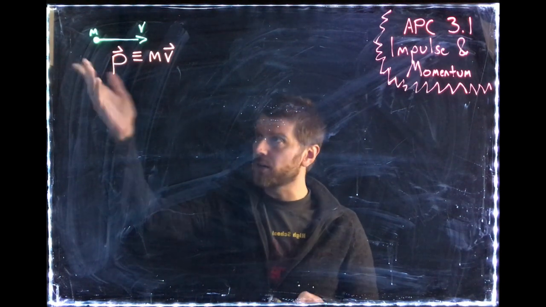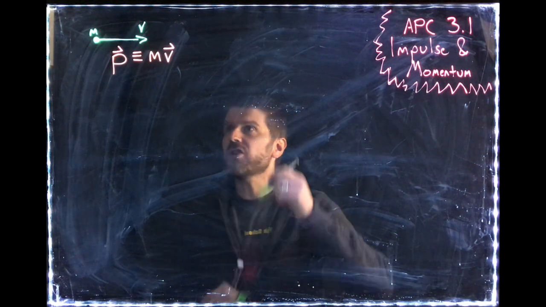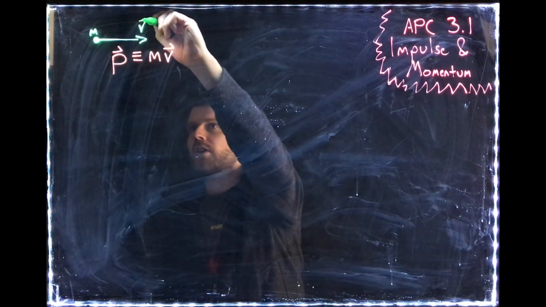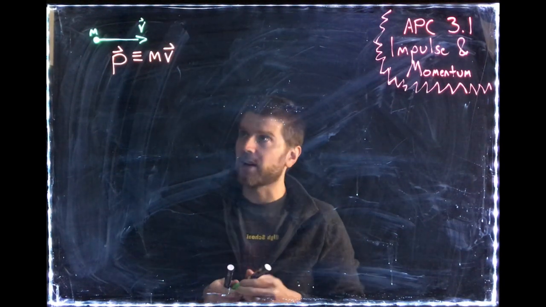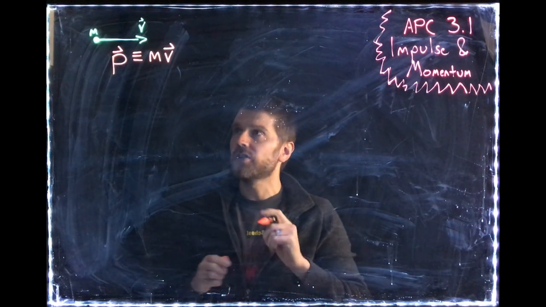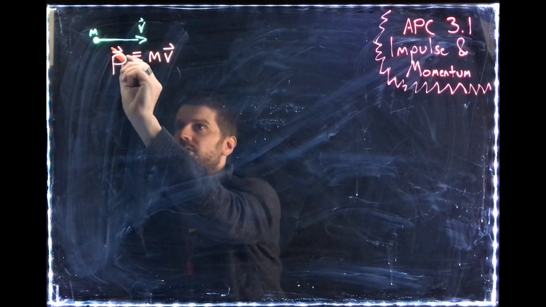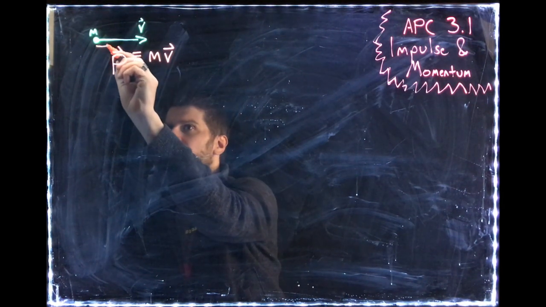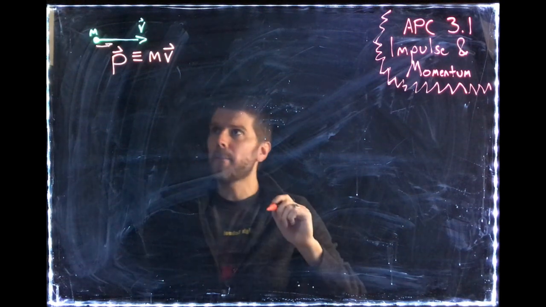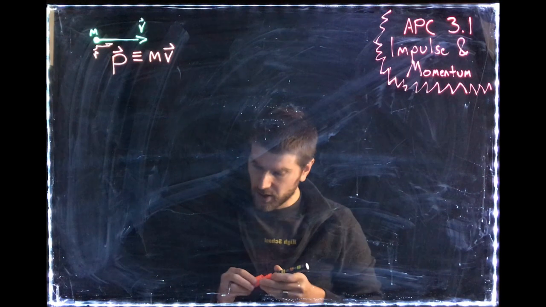If we have a particle here, mass m, traveling with some velocity vector v, we can define a momentum vector, which is just equal to mass times that velocity vector. So momentum is a vector, and because it's just a scalar times velocity, that momentum vector is always going to be parallel to our velocity vector. There's our momentum vector p.